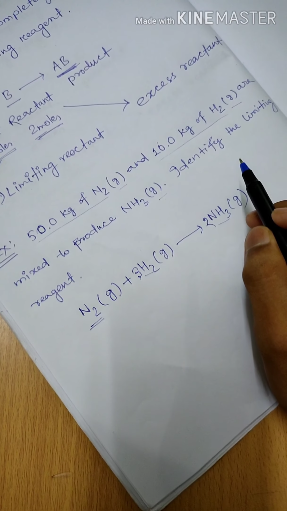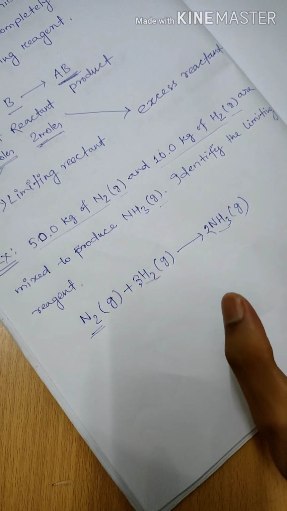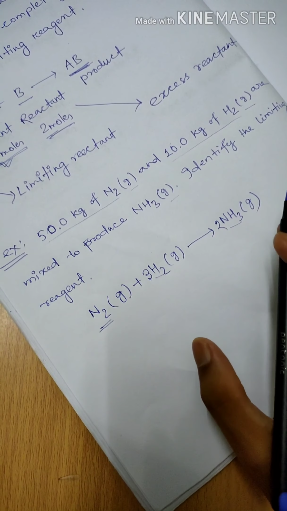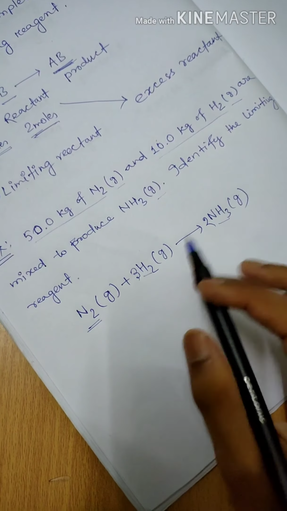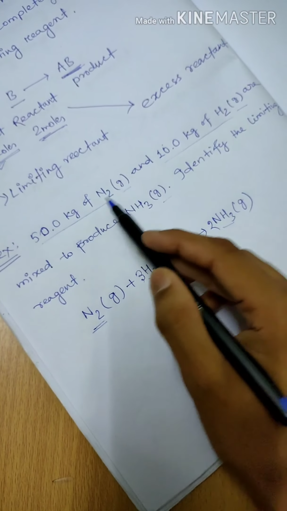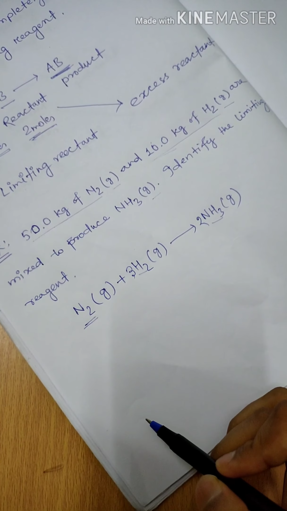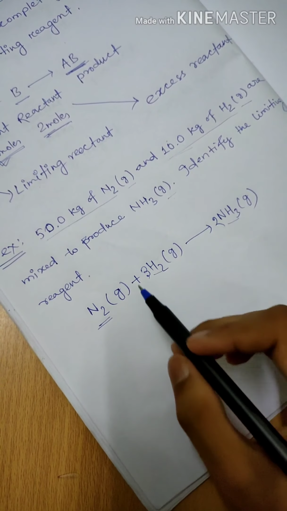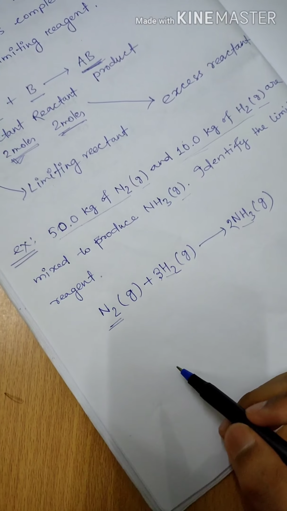in moles. Then only we shall identify the limiting reagent or limiting reactant. First we have to convert this amount into moles. Then only we shall be able to identify which one is the limiting reactant and which one is the excess reactant. Now let us convert.